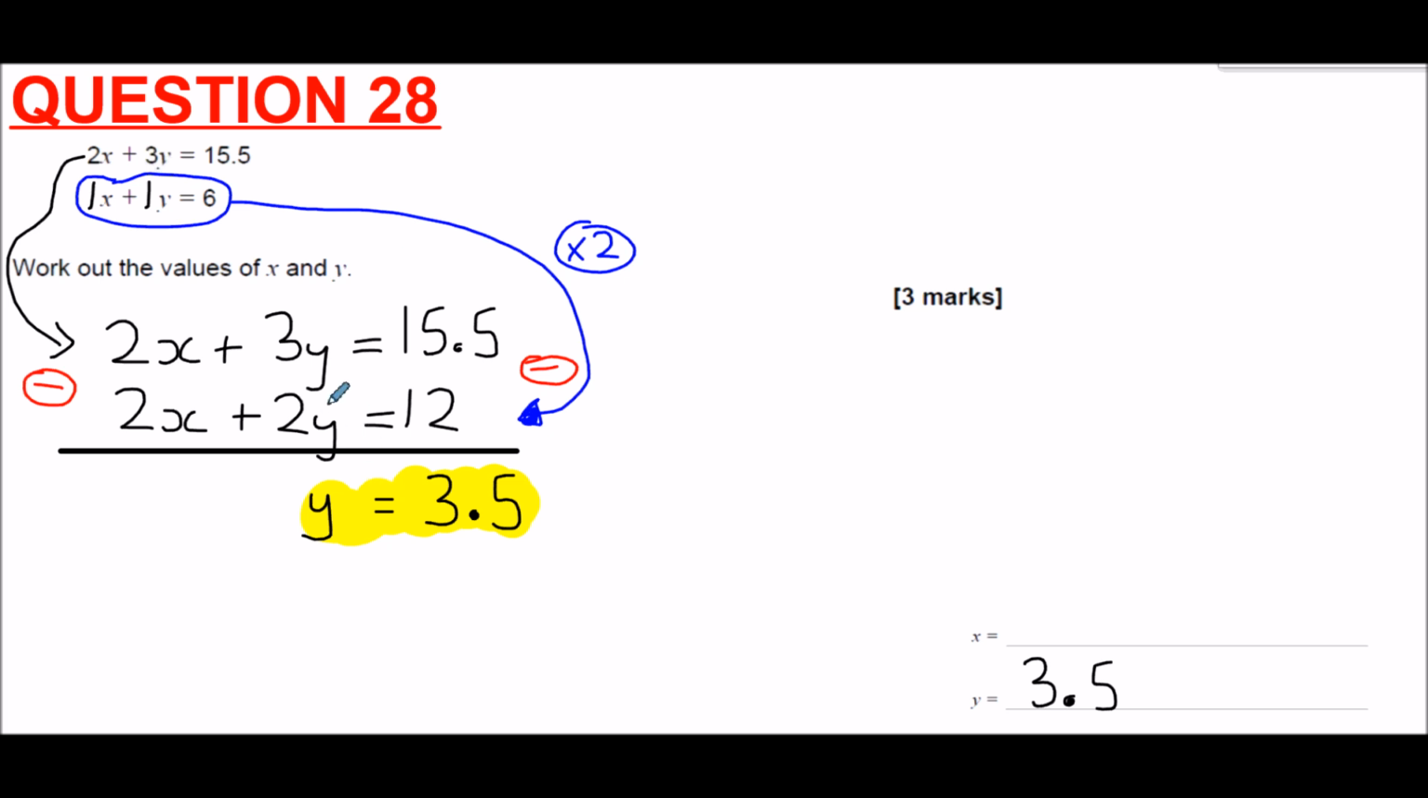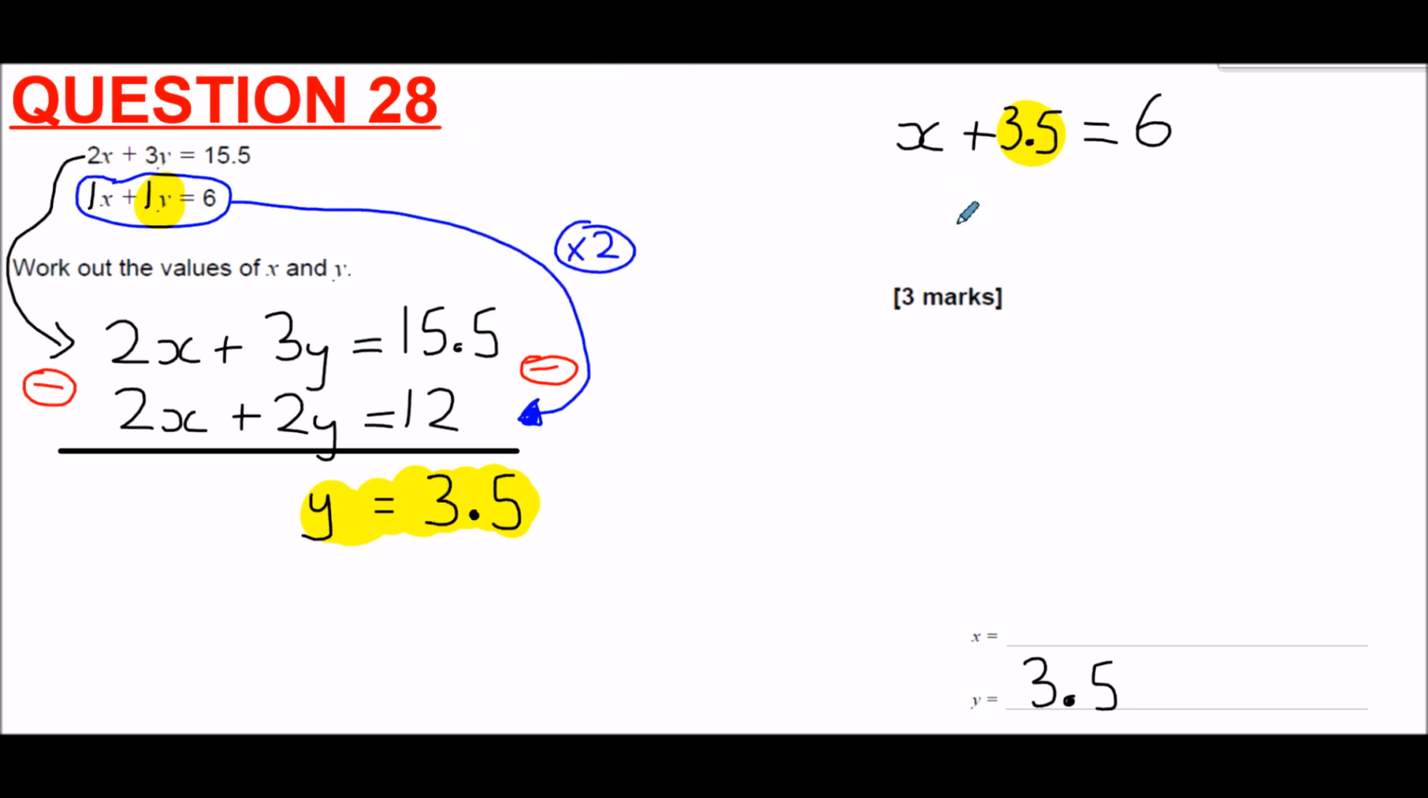Now we know that y is 3.5, we can pick one of the first equations and just substitute the value of y back into it. So the first equation was just simply x plus y equals 6. But now, because we know that y is 3.5, what we can do is replace y with what y actually is numerically. Y is 3.5. So x plus y equals 6 just becomes x plus 3.5 equals 6, because y is 3.5.